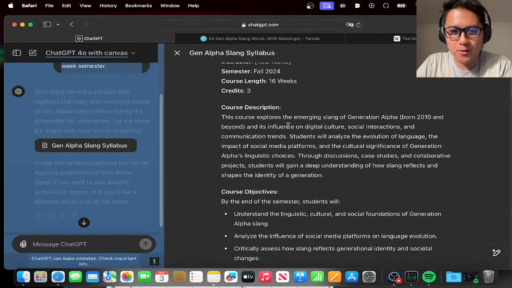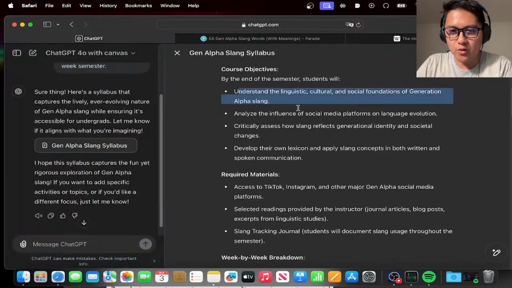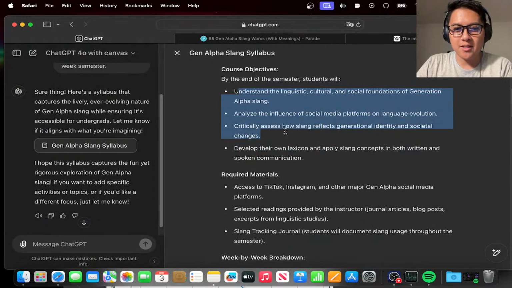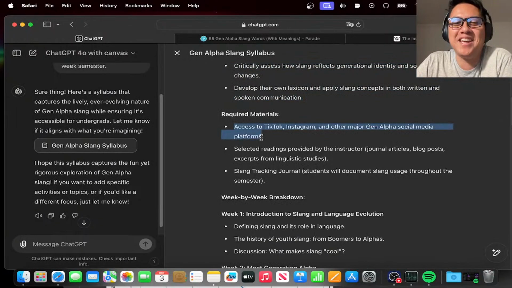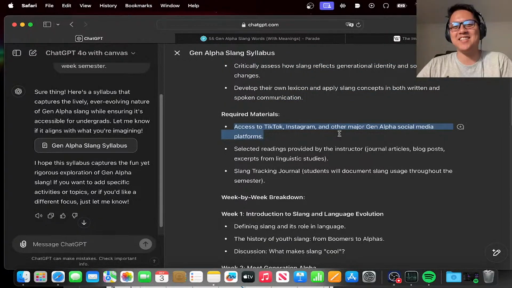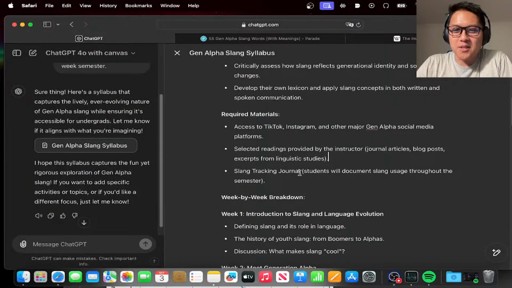Okay, this course explores the emerging slang of Gen Alpha, born 2010 and beyond, to influence digital culture, social and community trends. Linguistic, cultural, and social foundations in Alpha slang. Analyze the influence of social media platforms on language evolution. Critically assess how slang reflects generational identity and societal changes. Develop their own lexicon and apply slang concepts in both written and spoken communication. Required materials: access to TikTok, Instagram, and other major Gen Alpha social media. Selected readings provided by Inspector General's blog posts, excerpts from linguistic studies.